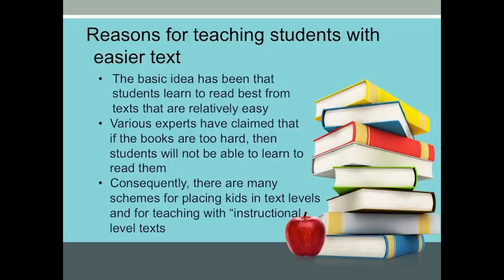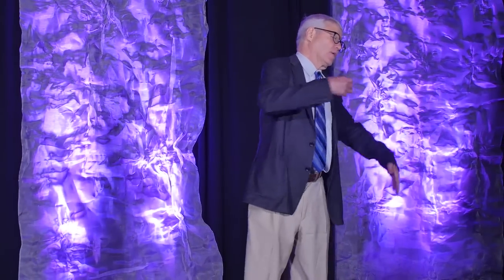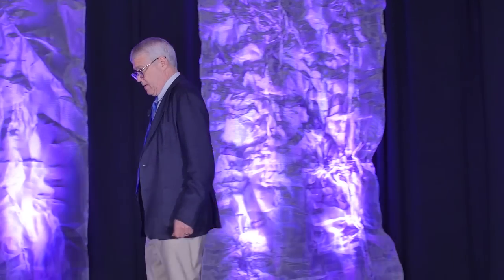The basic idea has been that students learn to read best from texts that are relatively easy. And I'm not saying with no challenge, but with a very, very small amount of challenge, where the youngsters are going to be able to actually read the text pretty well on their own. Various experts have claimed that if the books are too hard, students won't be able to learn from them. So the trick has been you've got to figure out how to test these kids and identify what levels they are and match them up with books. And we've got to have book rooms so that we can do that. And we've got to have little dots on all the books so we can make sure everybody's reading at their level. Heck, there are schools that have their whole library collection dotted so they can make sure that nobody reads a book that's too hard for them. Wouldn't that be painful?